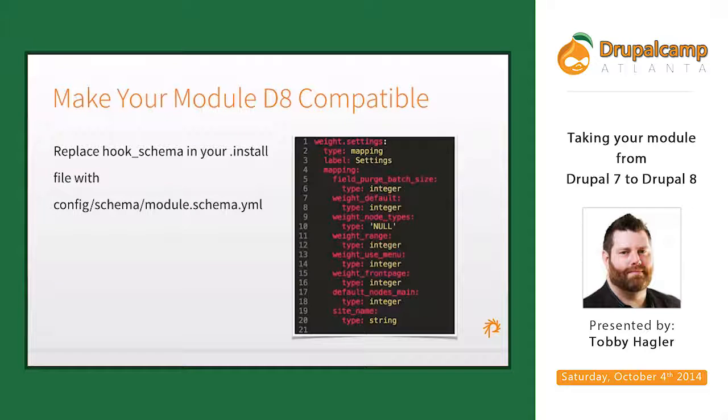So you want to make your module compatible further by putting your schema in config/schema/module.schema.yaml. You can define multiple tables by having multiple files in here. It's not very much unlike what you used to define in hook schema, except instead of being a PHP array, you're following YAML. YAML is supposed to be very easy to read. It's not that great to write, but it's very easy to look at and see what's going on.